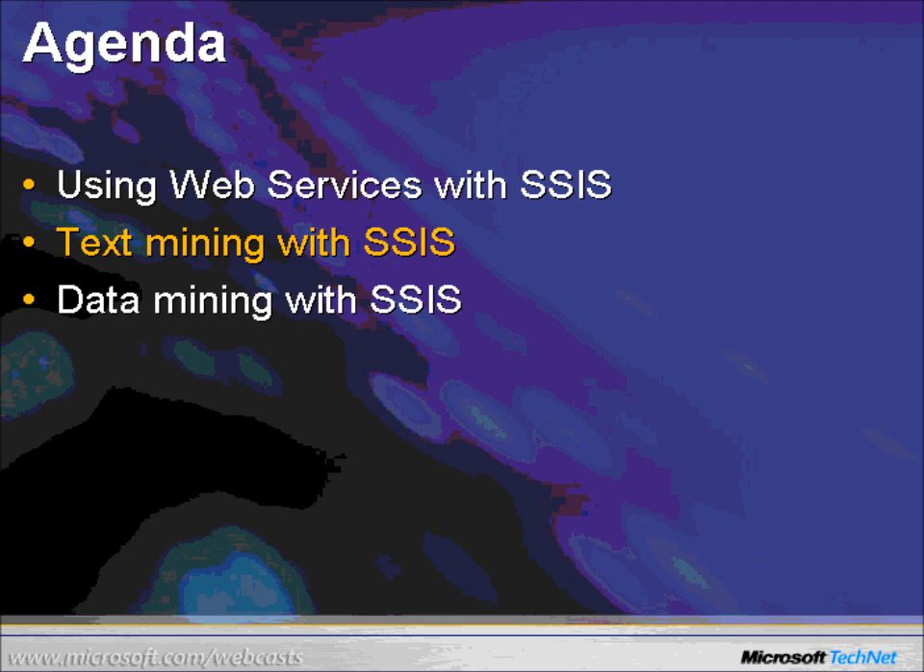Next, we're going to take a look at text mining in SSIS. One of the primary reasons text mining is so important is that currently less than 20% of the world's data is stored in a structured format, such as a relational database. Most of the world's data is actually stored inside text and business documents. The goal of using text mining within Integration Services is to get to and retrieve meaningful information from that unstructured data.